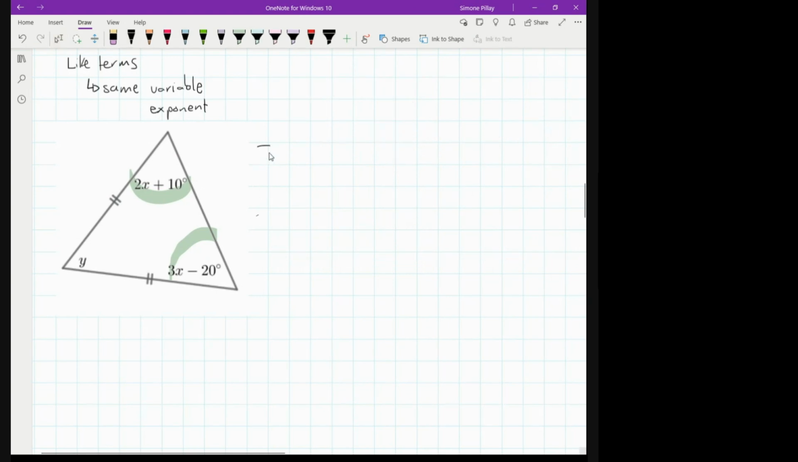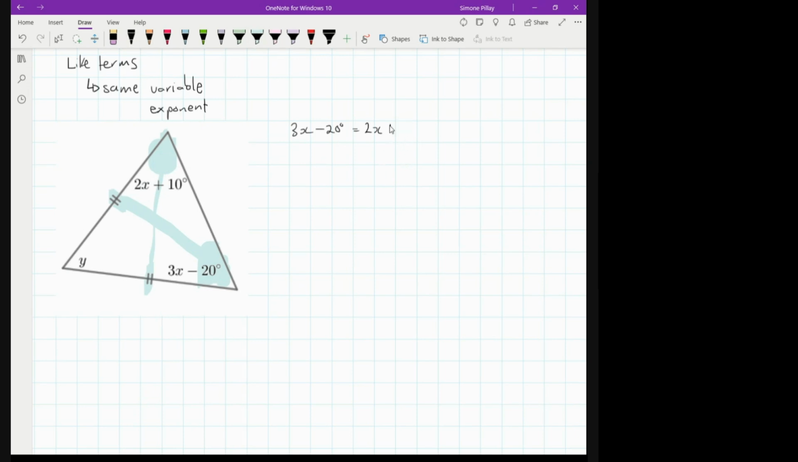Any ideas? Exterior angle, opposite angles are equal. What's my statement? 3x minus 20 degrees is equal to... No, not y. It's not equal to y. Remember, 2x plus 10. These are my two equal sides, and they are literally, in this case, pointing to the angles that are also equal. See that? Yes, ma'am. So that's equal to 2x plus 10.